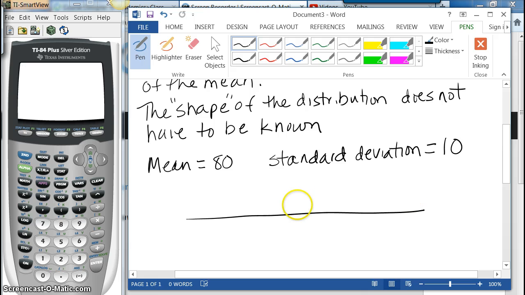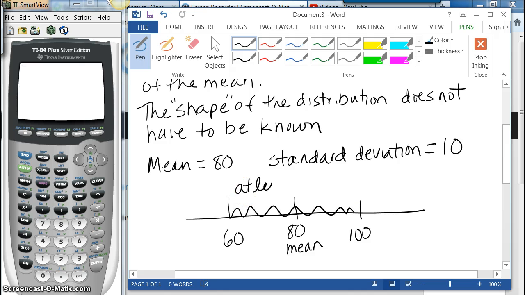between 60 and 100. So I'm going to put the mean right here. And they're asking us at least what percent of the data will fall in this vicinity between 60 and 100. We're trying to figure that out. At least what percent of the data. The first thing that you need to do is find the distance between the mean and the outer number that they're talking about.